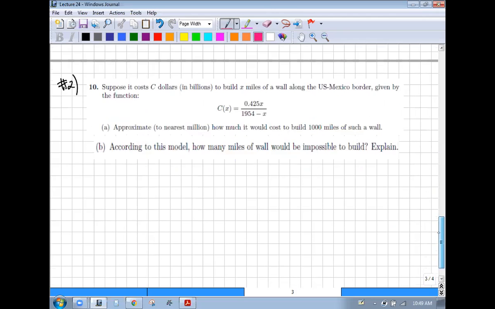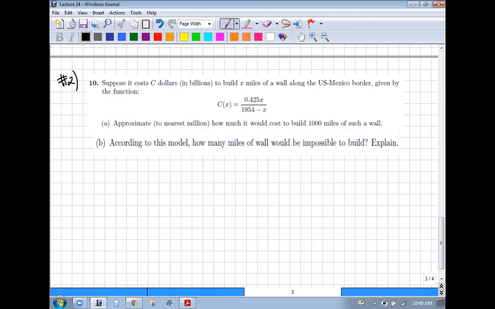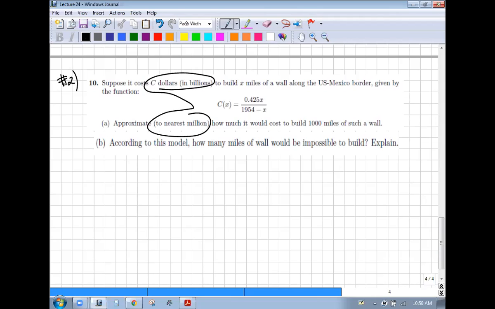So number 2: suppose it costs C dollars in billions to build X miles of a wall along the US-Mexico border, given by this function C of X. To approximate to the nearest million, how much would it cost to build 1,000 miles of such a wall? So we have billions and millions, and we want to make sure we adhere to the request here.